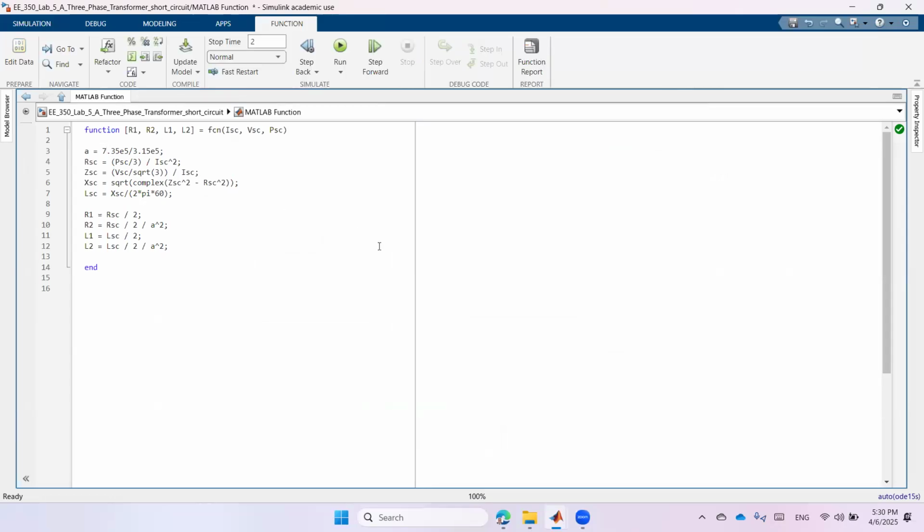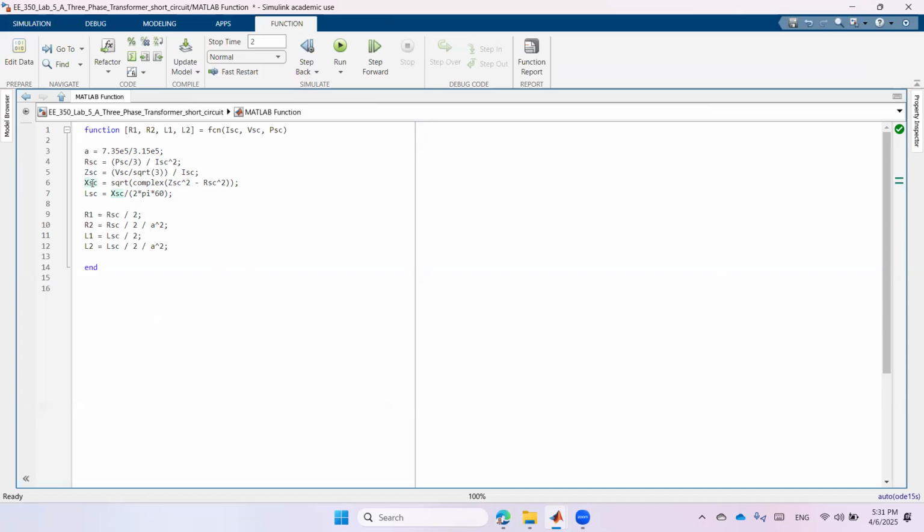Then you calculate the total short circuit resistance for the entire transformer as the short circuit power divided by 3, because we have a three-phase system, and divided by I short circuit squared. Then you find the short circuit impedance using Ohm's law, as V short circuit divided by I short circuit. Here the voltage is divided by square root of 3, because this voltage is the line-to-line voltage, and we need the phase voltage, or line to neutral voltage.